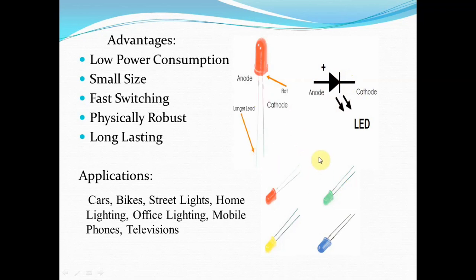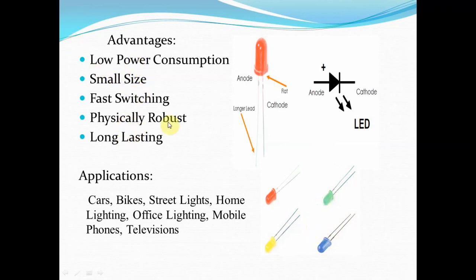Now these LEDs are available in a variety of sizes, like 3 mm, 5 mm. So this 3 mm, 5 mm represents the diameter of the LED. And depending upon the different material used, different colors of LEDs are also available. In the diagram you can see the different colored LEDs.